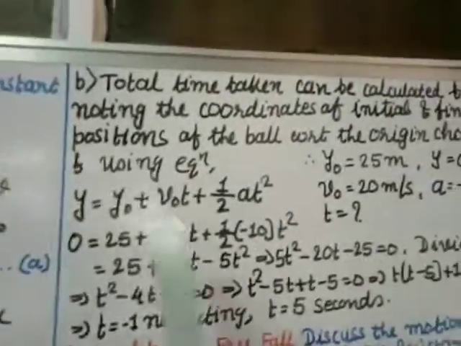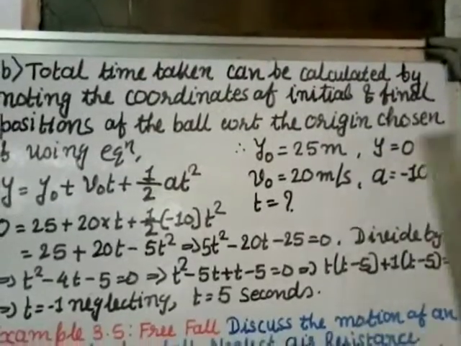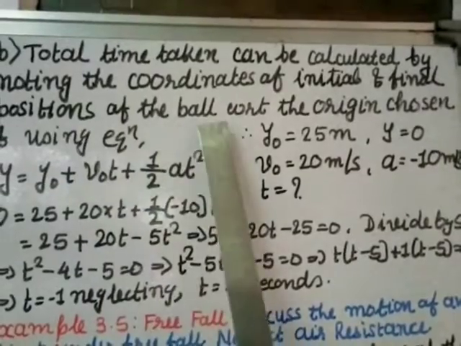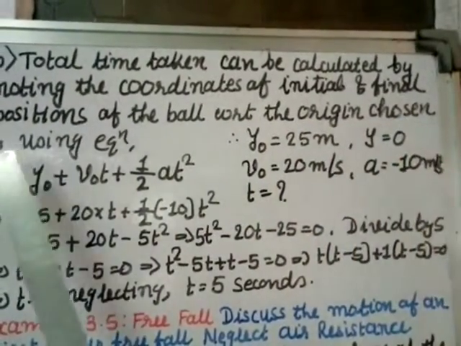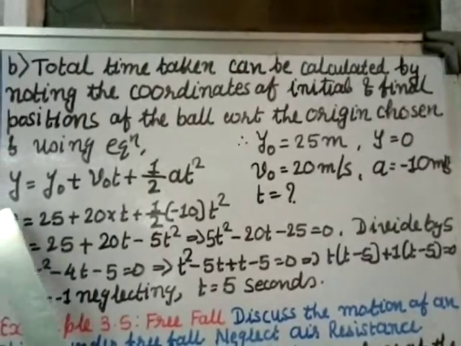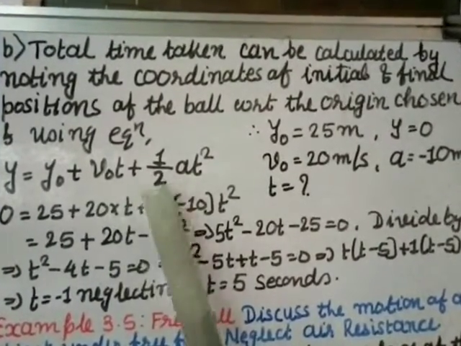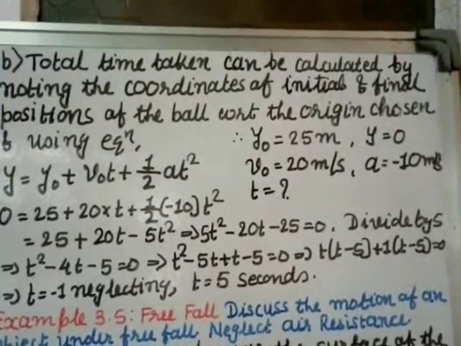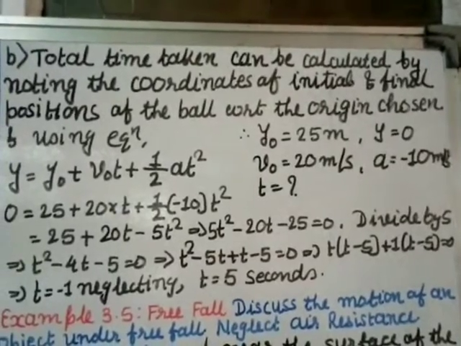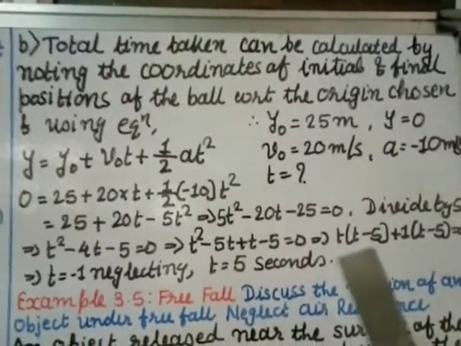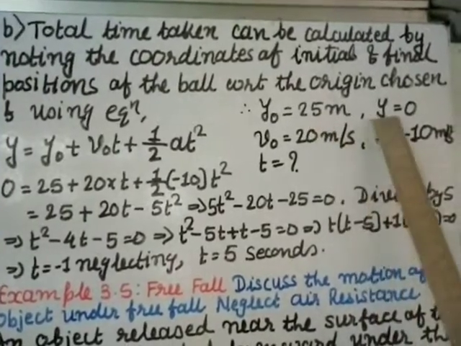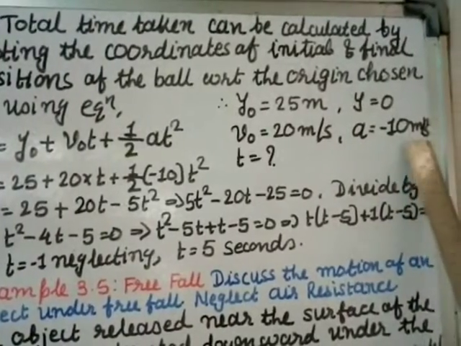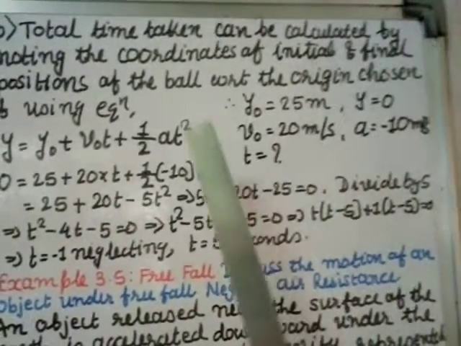Part B. Total time taken can be calculated by noting the coordinates of the initial and final position of the ball with respect to the origin chosen and using the equation y equal to y0 plus v0 t plus 1 by 2 a t square. So now we will take the initial and final position, the coordinates of that, with respect to the origin, and we'll use this equation. So we can write the data as y0 is equal to 25 meter, y is equal to 0, v0 is equal to 20 meter per second, a is equal to minus 10 meter per second square, and t you have to find. So put all these values in this equation.